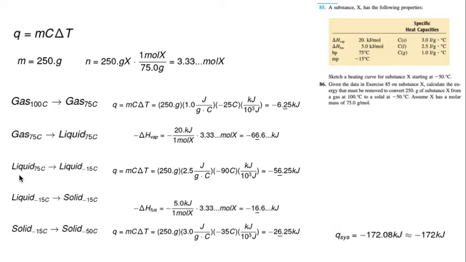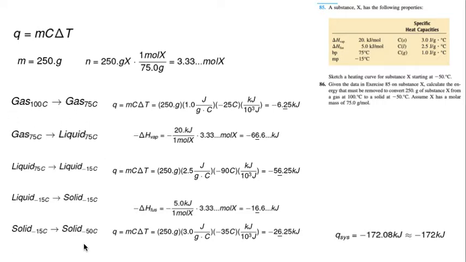Now that we're in the liquid state, we're going to go from liquid at 75 degrees Celsius to liquid at negative 15 degrees Celsius. That's because the melting point is at negative 15 degrees Celsius. So then we'll transition liquid at negative 15 degrees Celsius to solid at negative 15 degrees Celsius. And we're told finally that this is going to end up as a solid at negative 50 degrees Celsius. So we'll go from solid at negative 15 degrees Celsius to solid at negative 50 degrees Celsius.